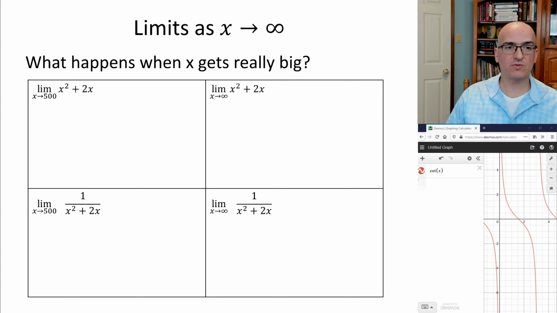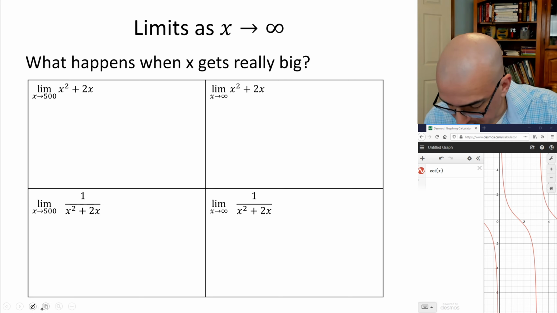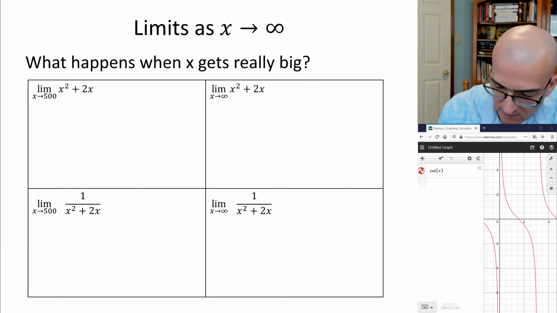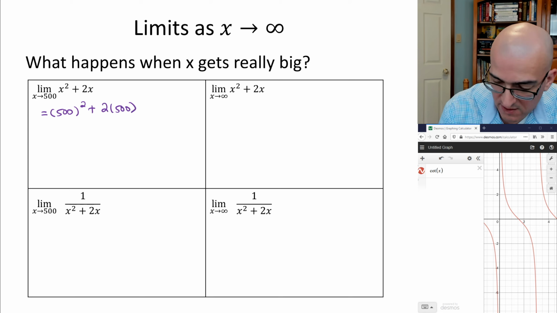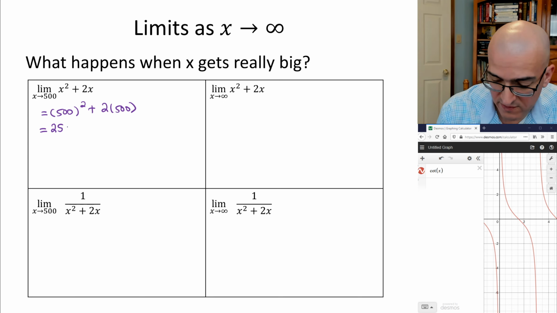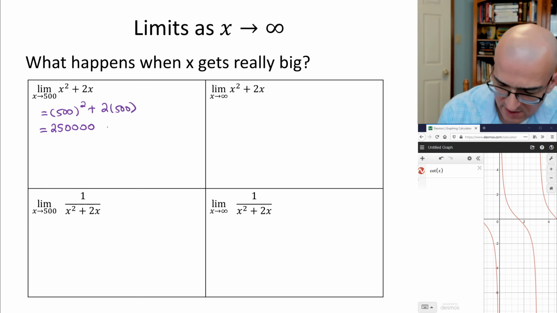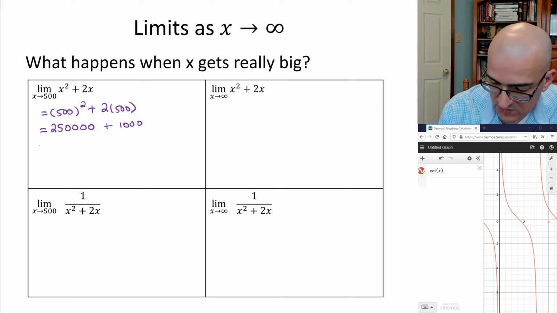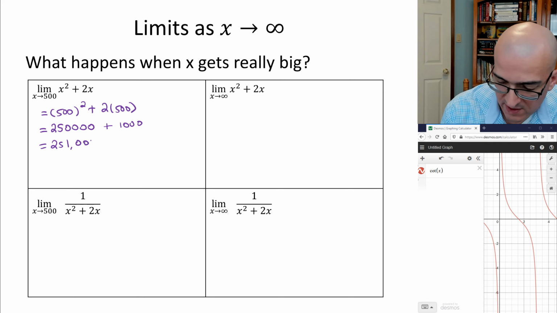To get a little bit of practice working with infinity, I'm going to go through some examples with numbers that are big, but not that big. So first one, limit as x approaches 500 of x squared plus 2x. What happens there is we get 500 squared plus 2 times 500. So 500 times 500 is 250,000, plus 1,000, so 251,000. It's big. It is a big number.